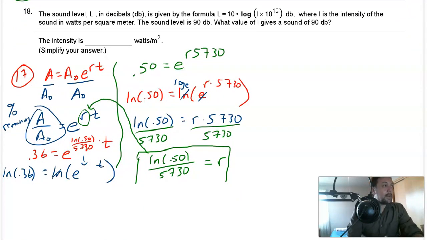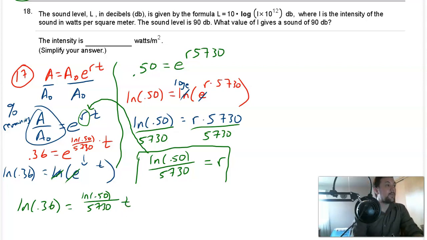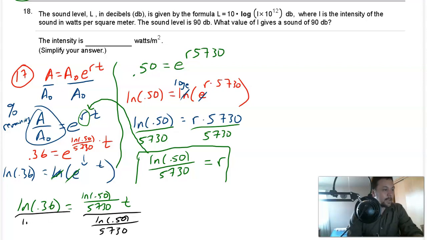The natural log and the e cancel each other out. Let me switch colors here to make that easier to see. So these cancel each other out. So I end up with natural log of 0.36 equals the natural log of 0.50 over 5,730 t. And now I can solve that for t by dividing this to the other side. Natural log of 0.50 over 5,730 divided to the other side.